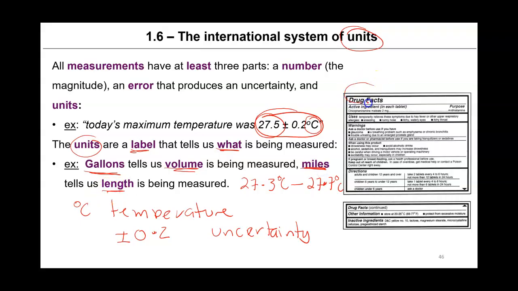So if we look at a drug facts label, like this one for this antihistamine, we see a whole bunch of numbers, and then there is always a unit afterwards. This first one here is milligrams, which tells us it's a unit of mass. This one here is years, which tells us it's a unit of time. Similarly here we have hours, which is another unit of time. And at the bottom here we have degrees Celsius and degrees Fahrenheit, which tells us that they are talking about temperature.